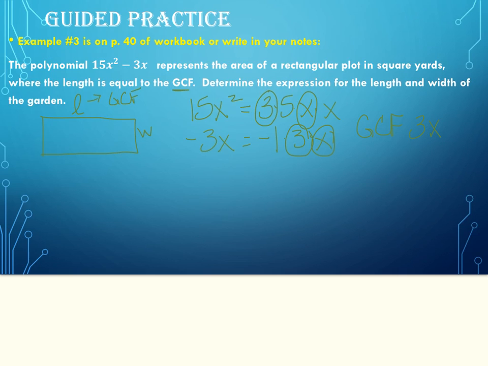So the length, which is the greatest common factor, is 3x. It's supposed to be an equal sign there. Okay, so if I take out the 3x, what do I have left? Well, I took out the 3 and the x, so what's left is a 5x. On the bottom, I took out the 3 and the x, I have a negative 1. So the 3x is the length, and the 5x minus 1 is the width. Okay.